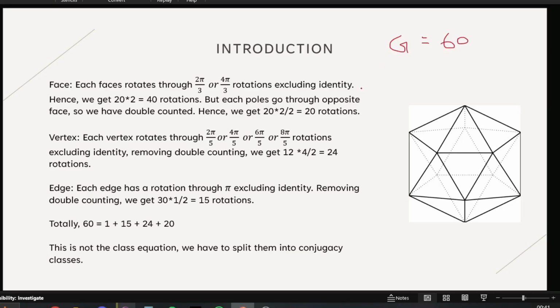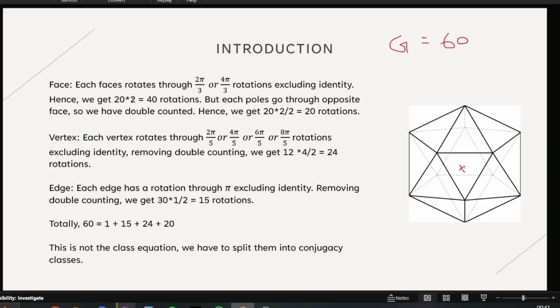So we want to count all the rotations. For the 60 rotations, we have faces, vertices, edges, and the identity. If we take the faces, each face can go through a 2 pi by 3 or a 4 pi by 3 rotation. So we have 40 rotations. But if we consider this, each line goes through two poles, so it also goes to the opposite face. So we have made a double count, and we'll have to divide by 2.